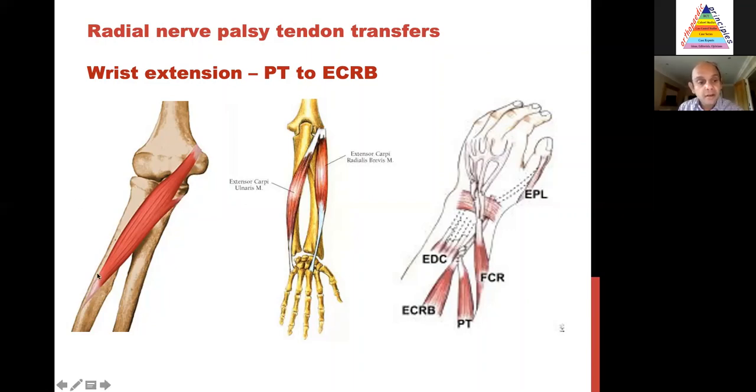And then from volar, if you imagine this tendon is right there, I can bring a PT from the front and just attach it here. And then it'll become a wrist extensor. So that's my first tendon transfer.